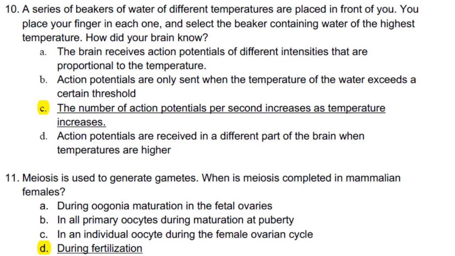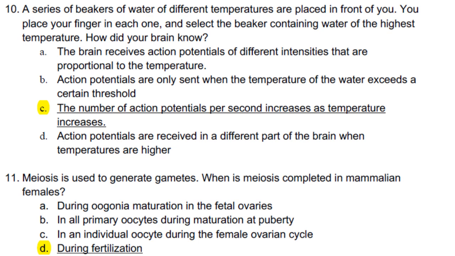Then next one. A series of beakers of water of different temperatures are placed in front of you. You place your finger in each one and select the beaker containing water of the highest temperature. How did your brain know? The brain receives action potentials of different intensities that are proportional to temperature: no. Action potentials are only sent when the temperature of the water exceeds a certain threshold: no, even with lukewarm water you get action potentials. The number of action potentials per second increases as temperature increases. That is more correct.